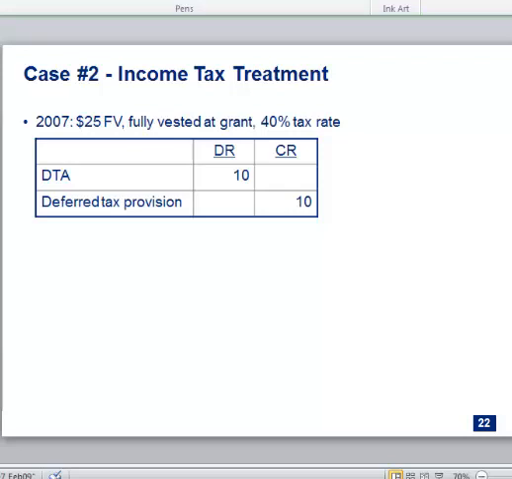Timing difference, right? Imagine this was bad debt reserve. You'd do the same thing. Right? Don't let the stock comp thing mess with your head.